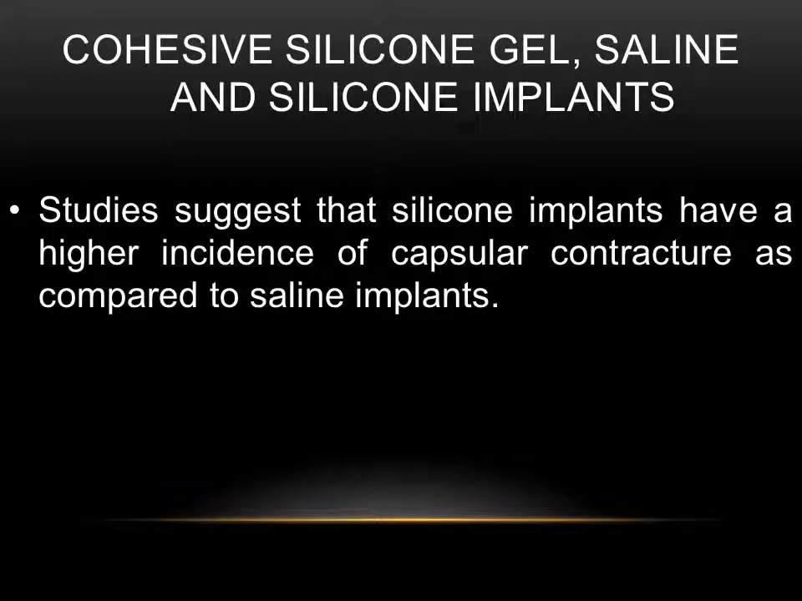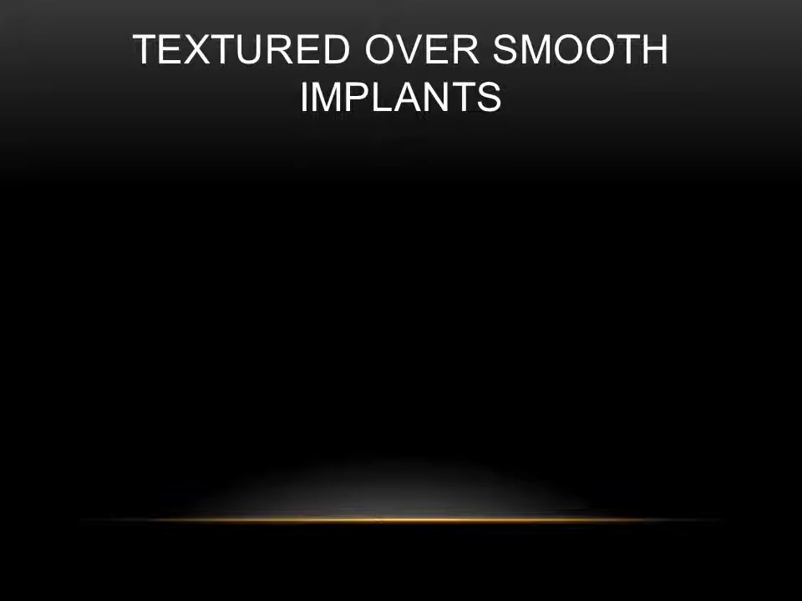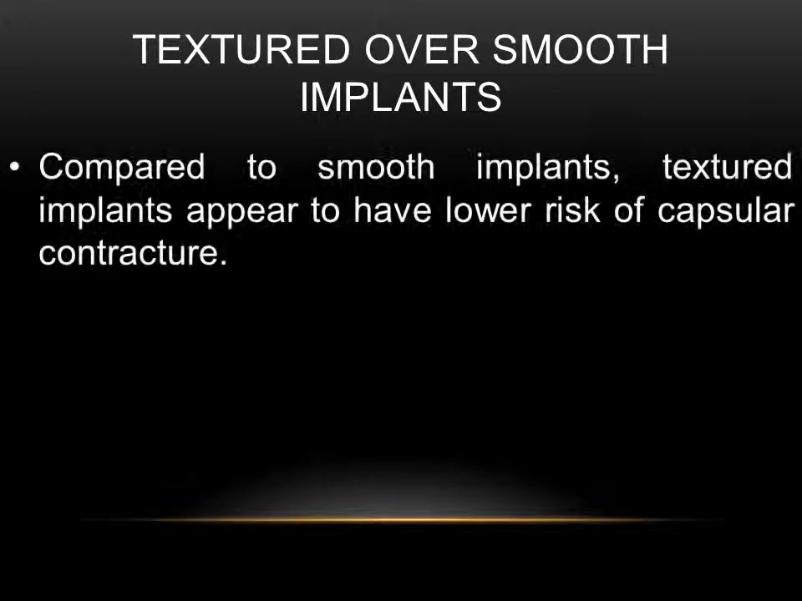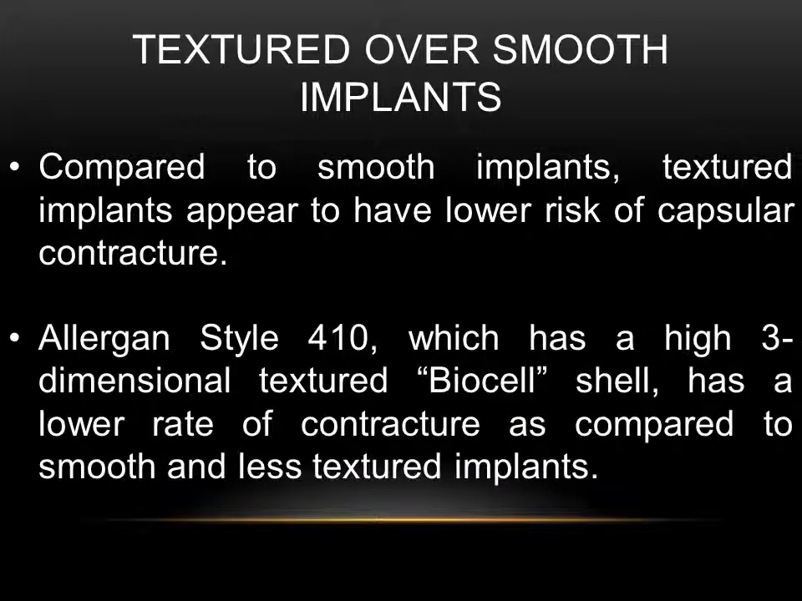Studies suggest that silicone implants have a higher incidence of capsular contracture as compared to saline implants. The use of textured over smooth implants: compared to smooth implants, textured implants appear to have a lower risk of capsular contracture. For example, Allergan Style 410 implants, which have a high three-dimensional textured BIOCELL shell, have a lower rate of contracture as compared to smooth and less textured implants.